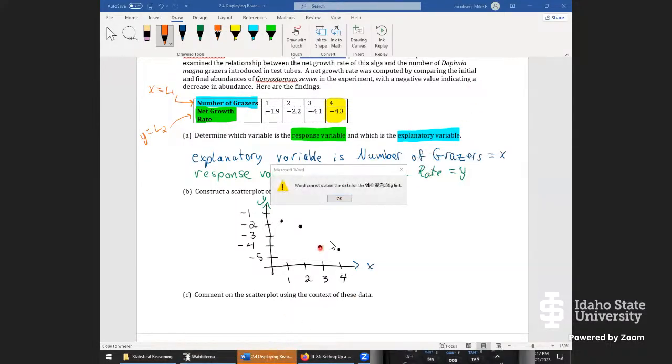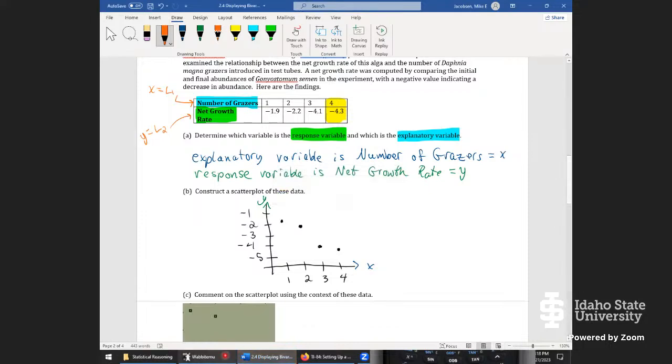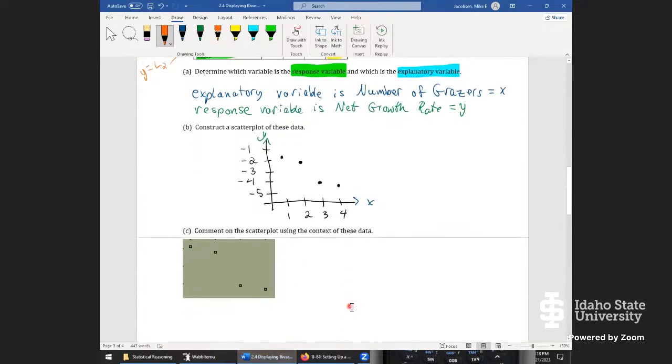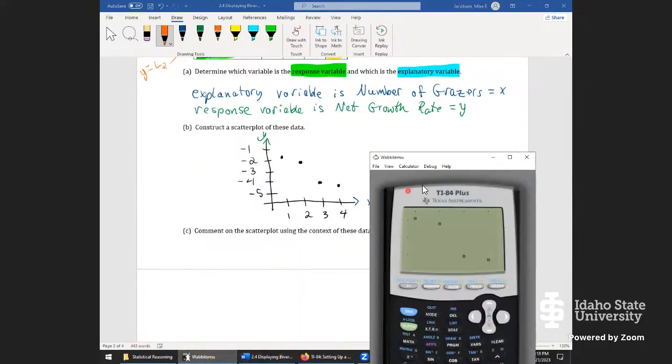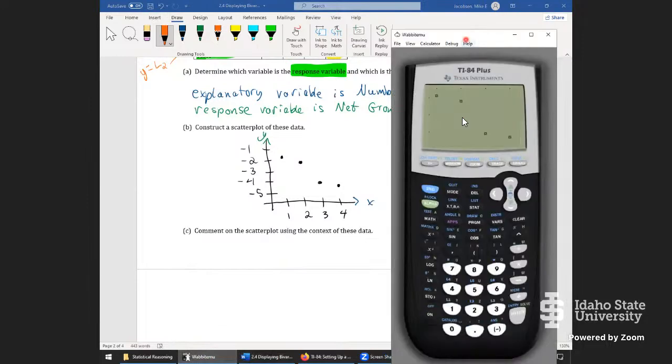Word cannot obtain data for the link. Okay, I've never seen that wording. Oh, it pasted in something. That's nice. Sorry, I have a weird calculator issue.